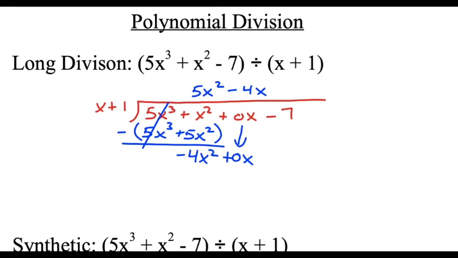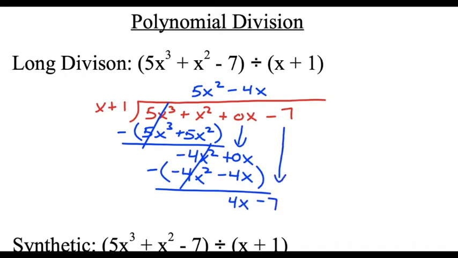Negative 4x times x is negative 4x squared. Negative 4x times 1, negative 4x. Here's where I will see mistakes get made. Those cancel. What's 0 minus negative 4? Positive 4 with the x. Then bring down the minus 7. Now what do you multiply by? Positive 4. That will give you 4x plus 4.